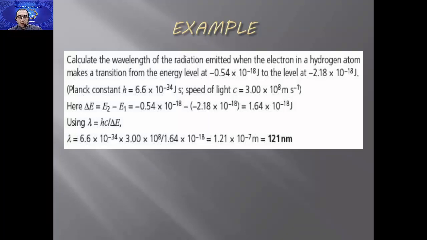If we need to convert it to nanometer, take care, because we know that nano is times 10 power negative 9. If we have meters, you have two ways. Number one, you can multiply by 10 power 9, or divide by 10 power negative 9. Both of them are the same. So you can find the value of lambda in nanometer.